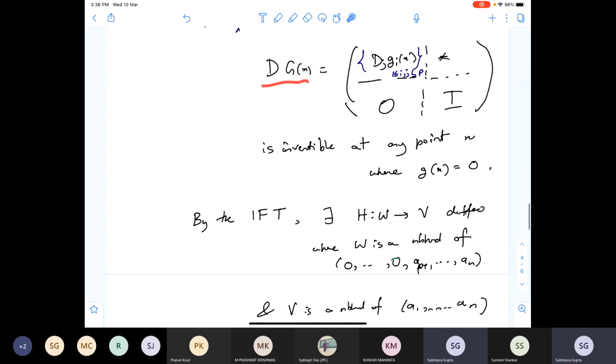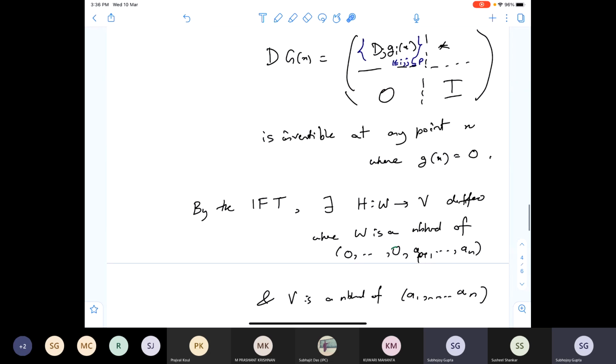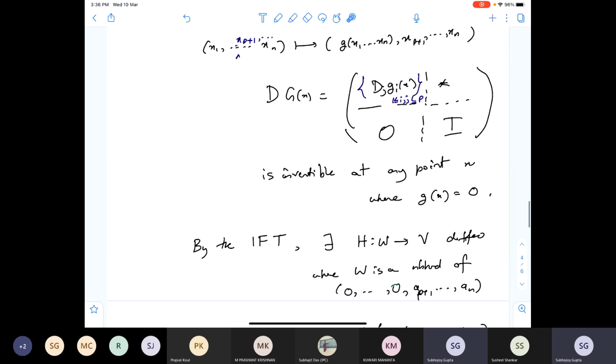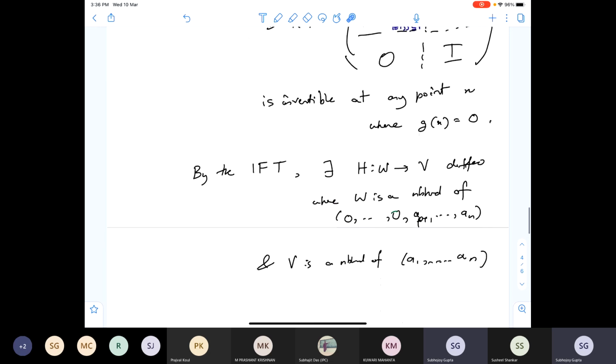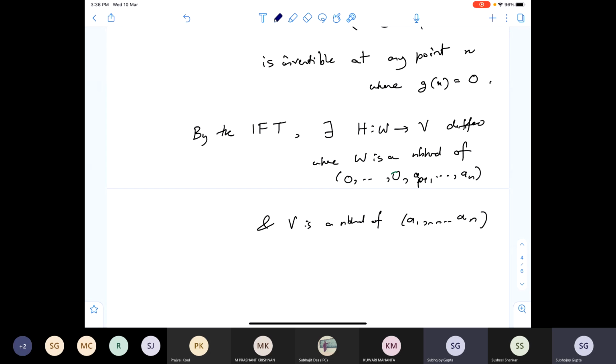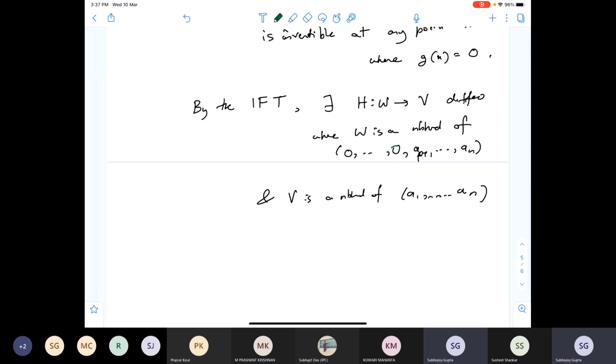At such a point x, this total derivative is invertible. So by the inverse function theorem, there is a diffeomorphism which is the inverse of this map capital G. So let me maybe draw a picture here. The thing to keep in mind is, yeah, so this is the point.